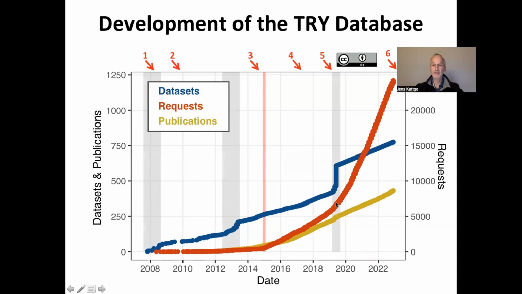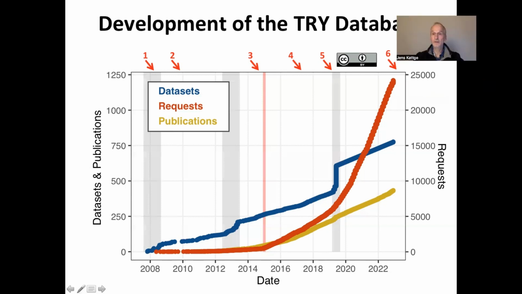In 2019, with the agreement of the data contributors, we set the data sets to CC BY by default to be available from the TRY database. And in yellow here, you see the number of publications with involvement by the TRY database. Data sets and publications are related to the left axis and the number of requests to the right axis. So at the moment, we have about 25,000 requests. And actually, at the moment, we receive about 10 requests a day.